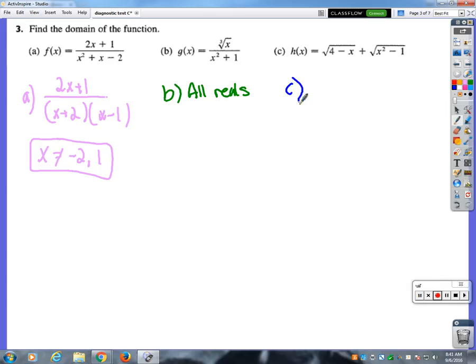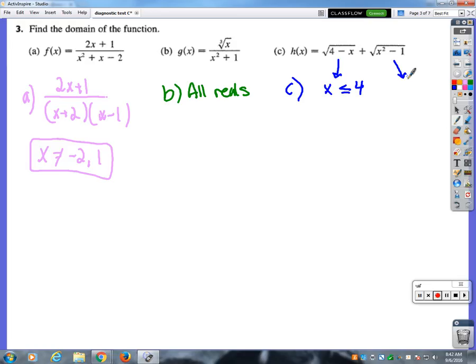Okay, then considerably trickier is this one over here. We're not dividing by anything, but we are taking square roots. So if I look at this square root here, what's the biggest number for x that I could put in there and still be okay? 3? 3.9? Yeah, so I can't go past 4. Can it be 4? Yes. Can you take the square root of 0? Yes. Okay, so for this one, x has to be less than or equal to 4.